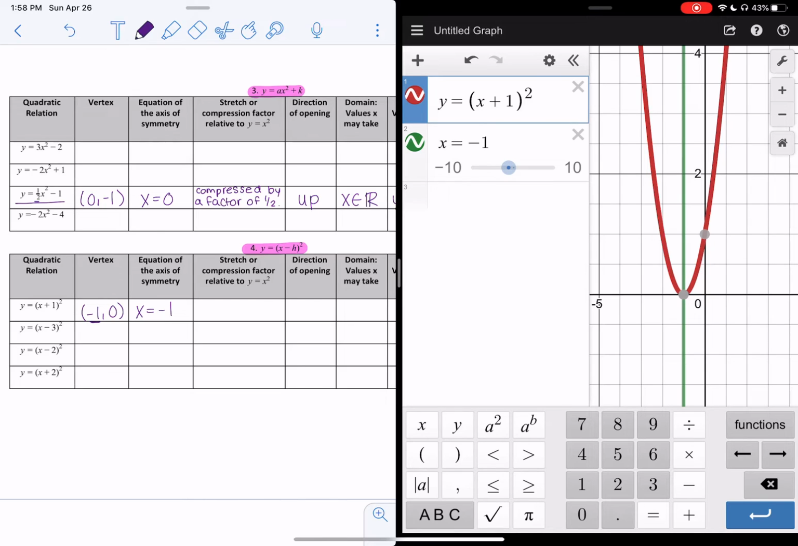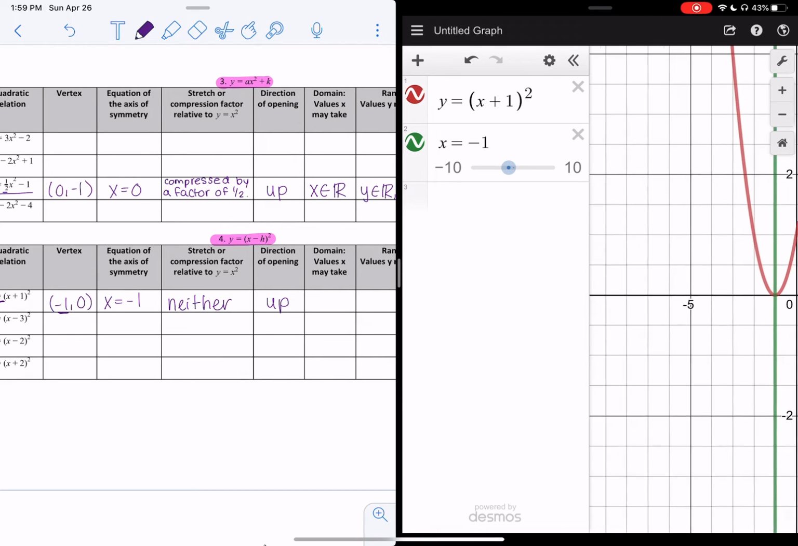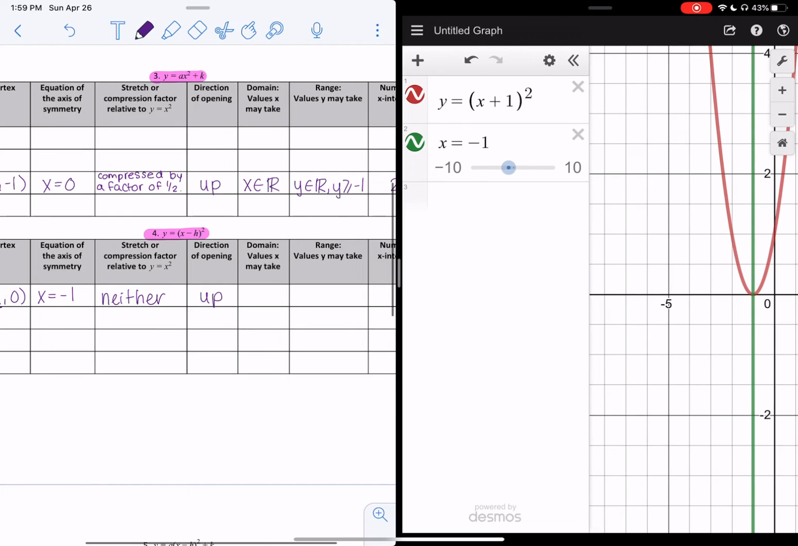Now, is this stretched or compressed? To find out, I'm looking for a number out here in front of the brackets. Because I don't have that, you just write neither. Now my direction of opening, if I look here, it is definitely facing up. For my domain, I look at each side and there's nothing stopping my x values. So x can be any number.